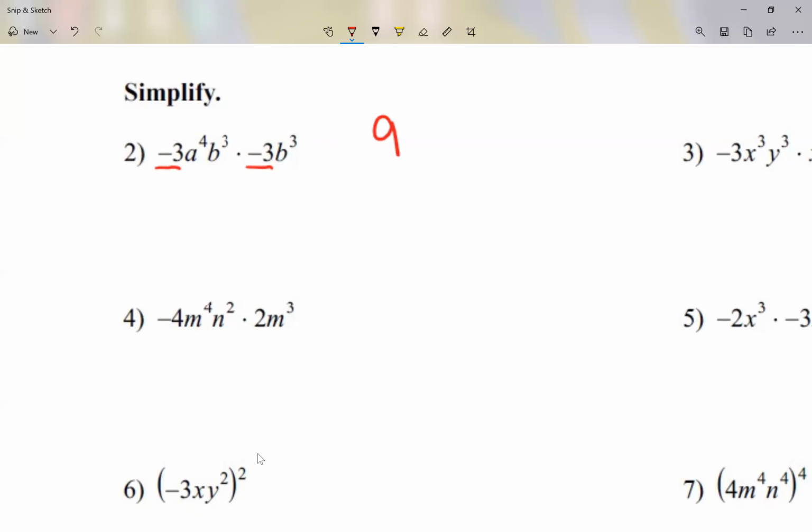And then I'm going to look at my letters in alphabetical order. So I see a to the fourth, and that's the only a that I have. So I'm just going to write a to the fourth. And then I'm going to look at my b's.